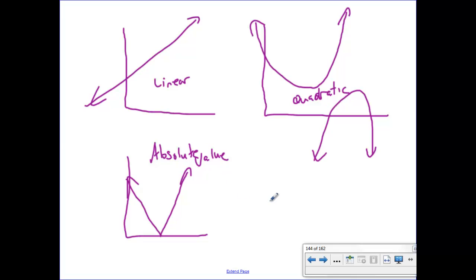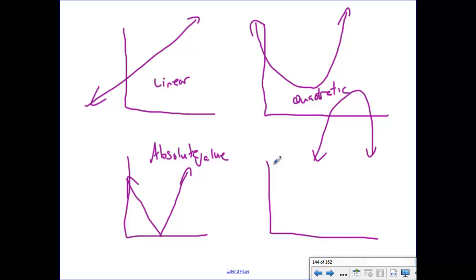So, the last graph I need you guys to know about, at least this year, is the reciprocal graph, which looks like this.